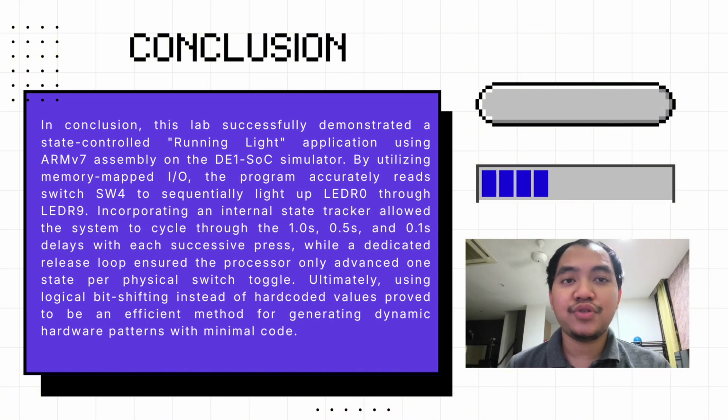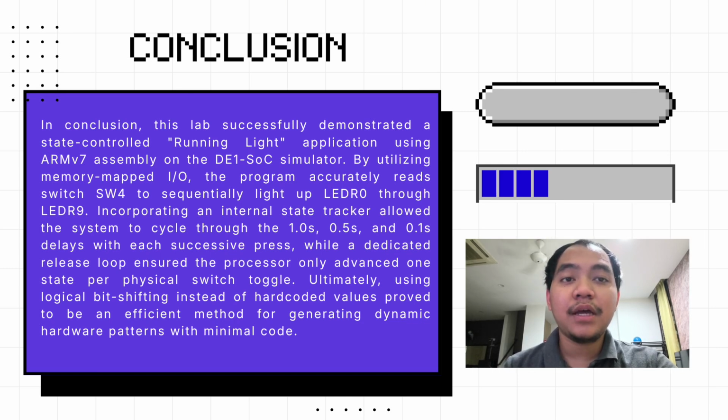There are 3 delay modes used in this program, which are around 1.0 seconds, 0.5 seconds, and 0.1 seconds. After the third mode, the state will reset back to the first mode so the speed cycle can repeat again. Another important part is the release loop. The release loop makes sure that the program only changes one state for one physical switch press. This prevents the processor from reading one long press as many repeated presses.